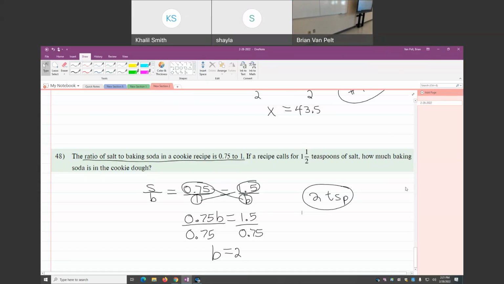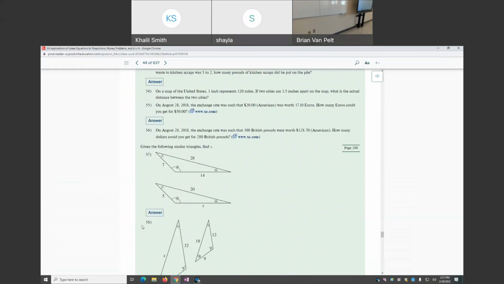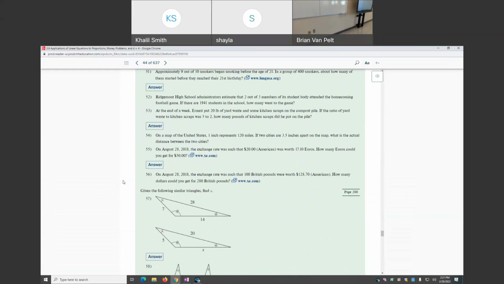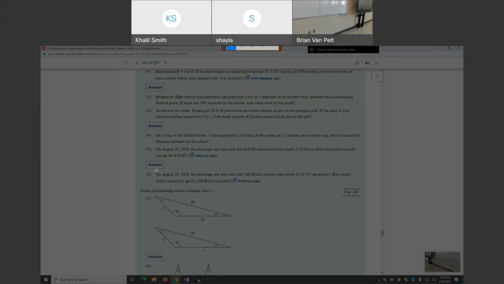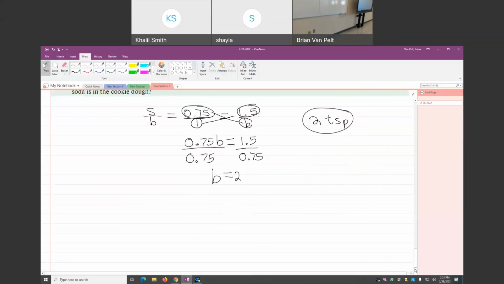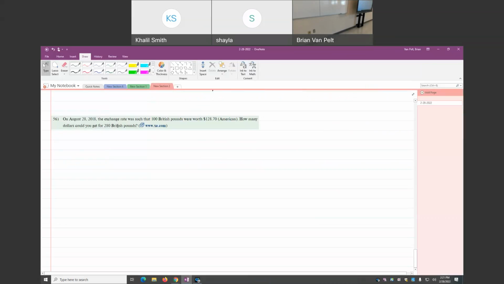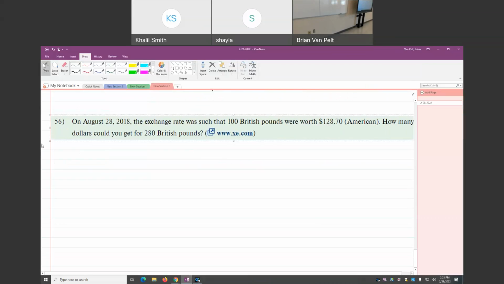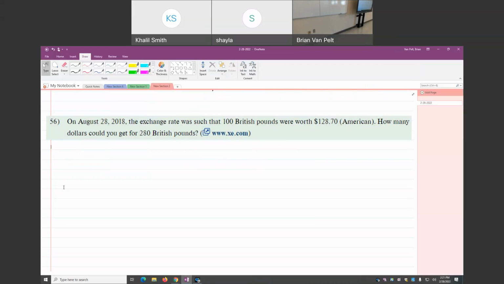Let's try another one. Let me go up to 52. Okay, go ahead and try that one. Whenever you travel to a foreign country, one of the first things you have to do is exchange your money to their money.